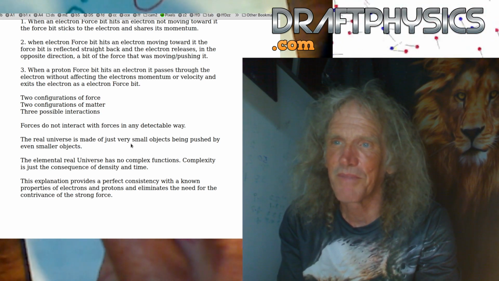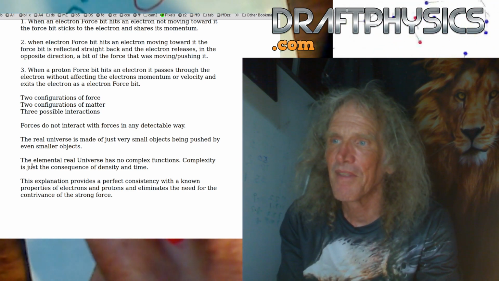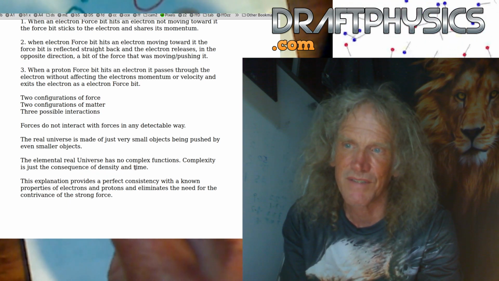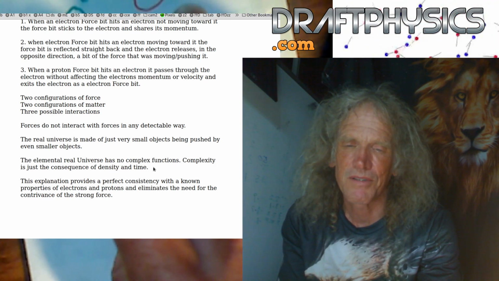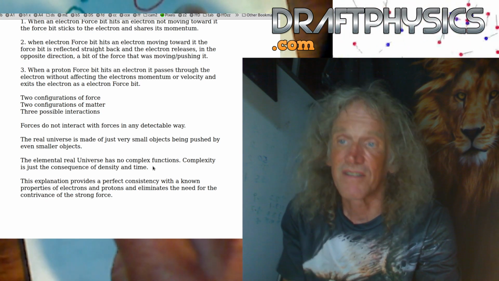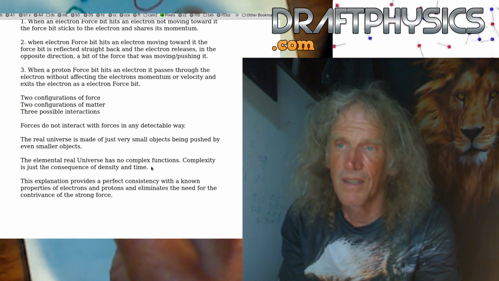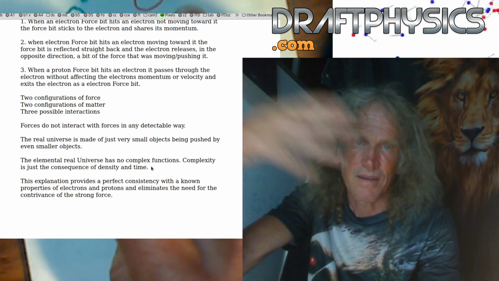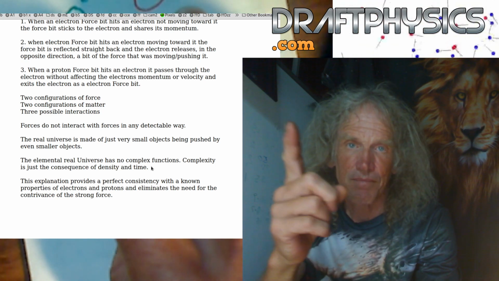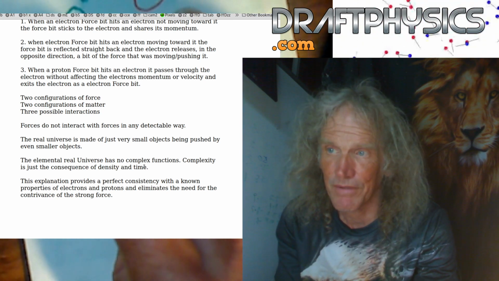All right, the real universe is made of just very small objects being pushed by even smaller objects. That's all there is. All right, the elemental real universe has no complex functions. Complexity is just a consequence of density and time. So it really is Feynman's checkerboard. I mean, Feynman actually suggested it might be that the universe is this dead simple, crude thing. It's just that there's a zillion, gazillion, bazillion squares, and there's a bazillion checkers, and you could make almost anything, okay, out of that red and blue. You can make an image out of it, and you can make complexity out of it.